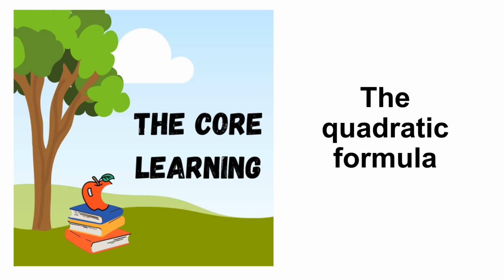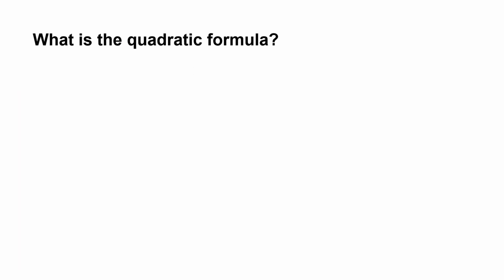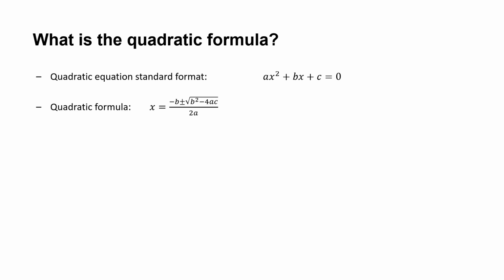Today we're going to be looking at the quadratic formula. What is the quadratic formula? So, as we've discussed previously, we have a quadratic equation which has the standard format ax squared plus bx plus c equals 0. Now, you may have already come across the idea of factorizing quadratics, and this is where we put this type of quadratic equation into two brackets.